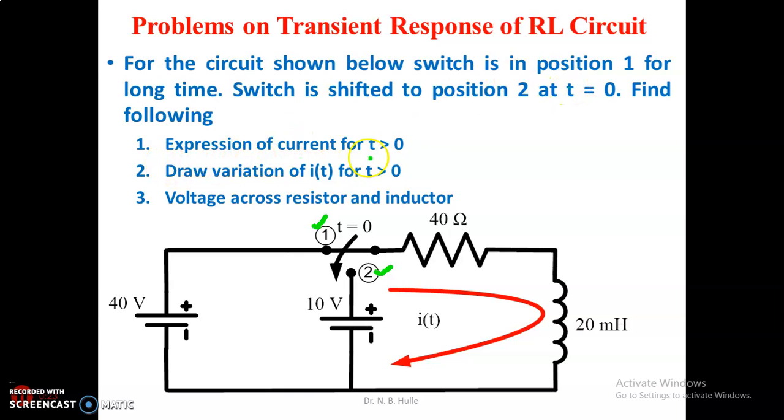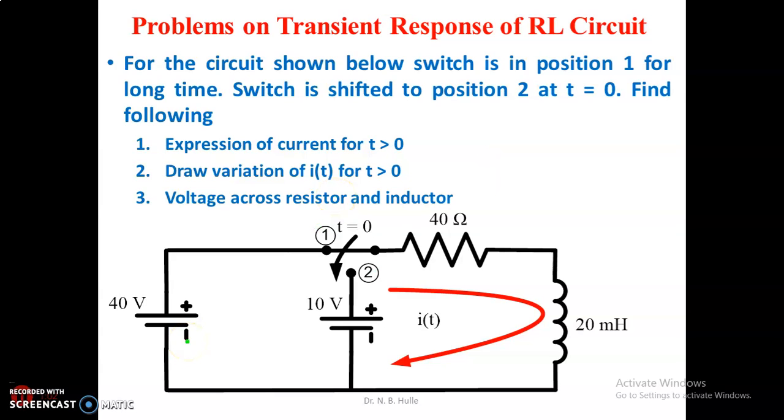First is the expression for the current for t greater than 0. Then draw the variation of i of t for t greater than 0, and the voltage across the resistor and inductor. We are interested in these calculations. Now look at what is the difference between this problem and the problems which I discussed in the previous video.